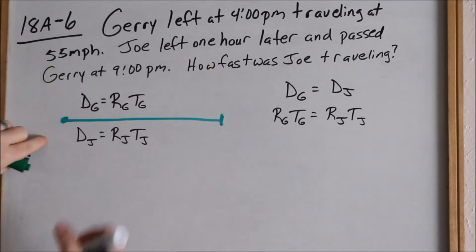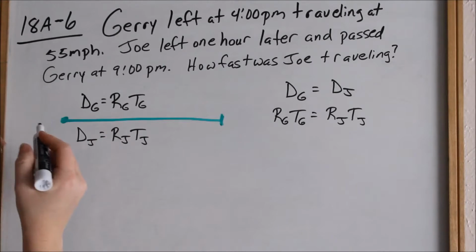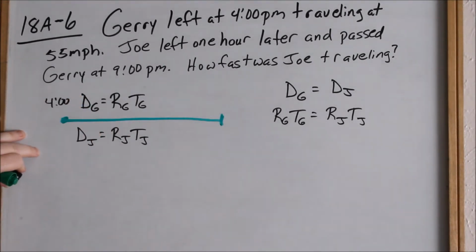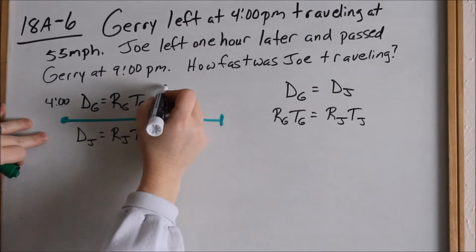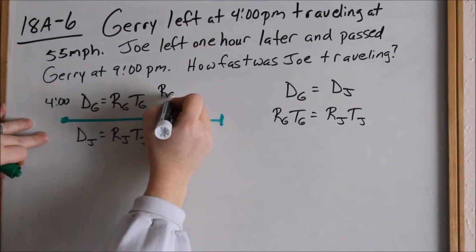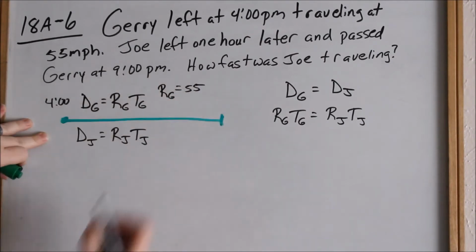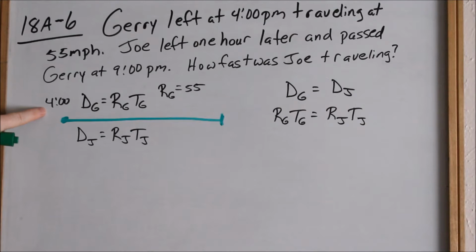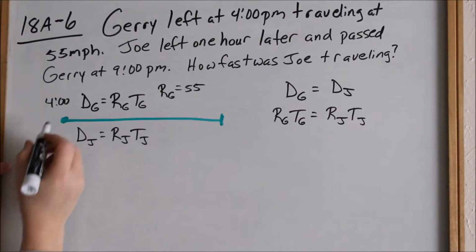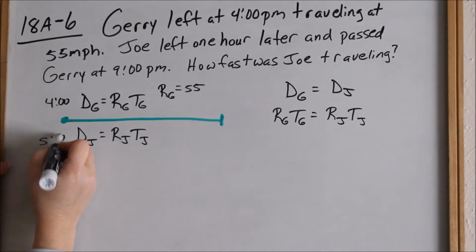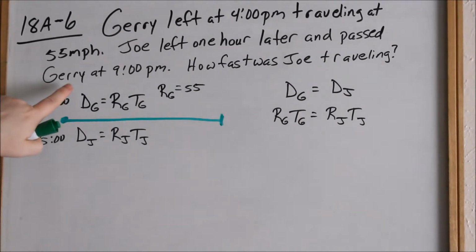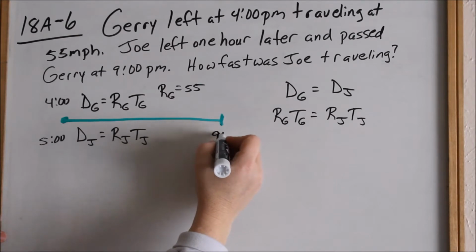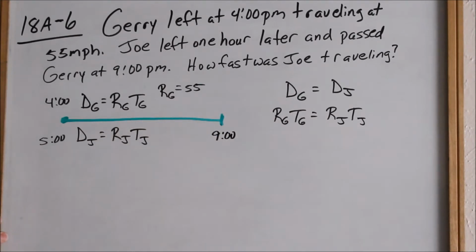Jerry left at 4 p.m. So up here, Jerry left at 4, and Jerry's rate was 55 miles an hour. Joe left 1 hour later. Well, if Jerry left at 4, what time did Joe leave? 1 hour later would be 5 o'clock. Then it says they passed Jerry at 9 p.m. So where they caught up to each other was 9 p.m.